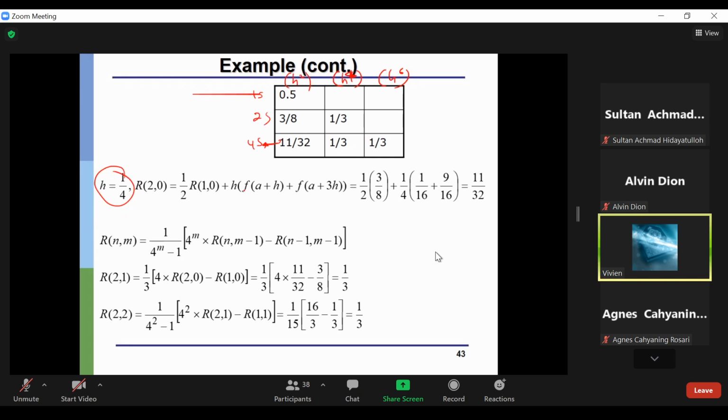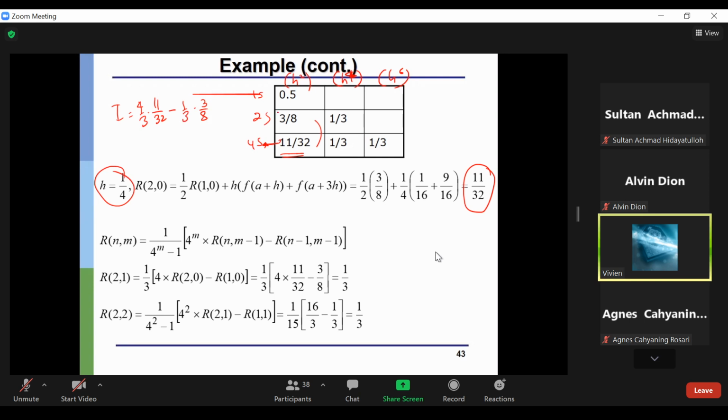So now we calculate the result. That will be 11 over 32, with the multiple trapezoidal rule. So this is the value. Once we have this value, we can now calculate the higher order value combining 4 segments and 2 segments. So that will be 4/3 times 11 over 32 minus 1/3 times 3 over 8.